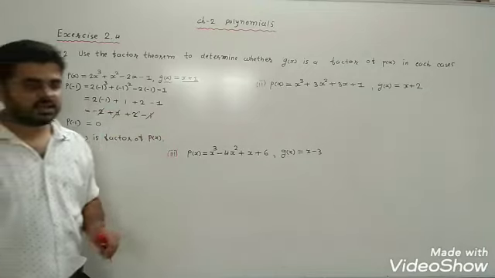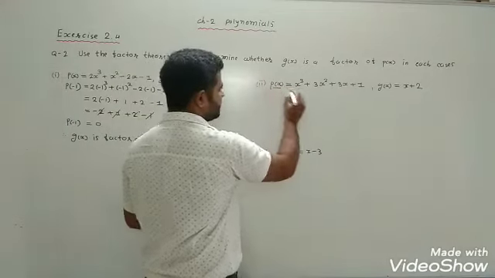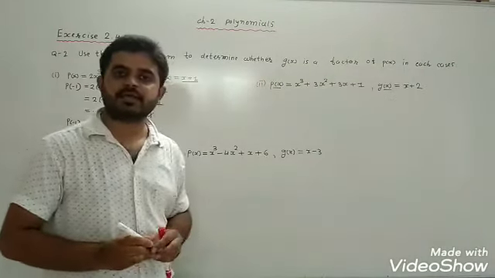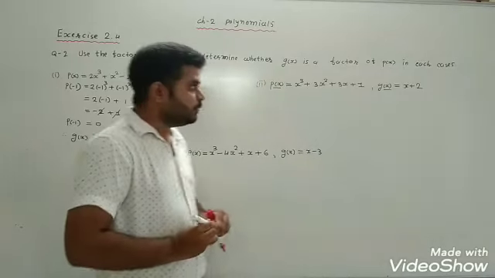Now in the second question, this is our p of x and this is our g of x. Now the value of g of x is x plus 2.